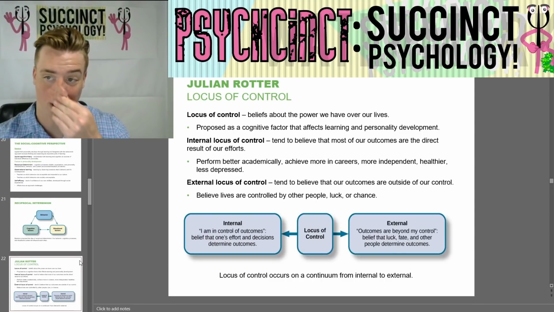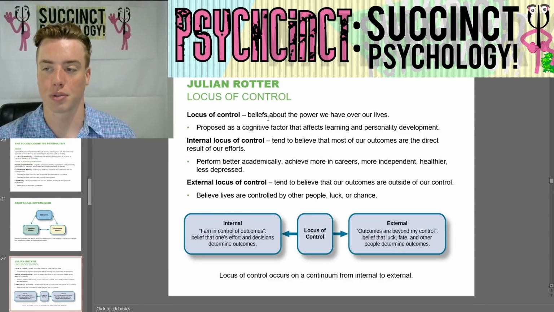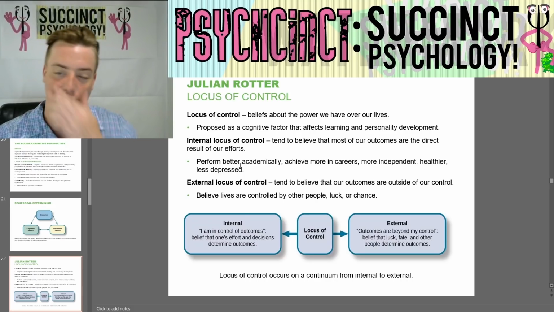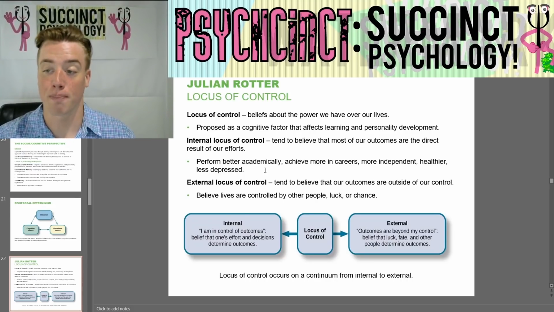Now, Julian Rotter and his locus of control, which was beliefs about the power we have over our lives, proposed as a cognitive factor that affects learning and personality development. Now, the internal locus of control tend to believe that most of our outcomes are the direct result of our efforts. They perform better academically, achieve more in careers, are more independent, healthier, and less depressed.